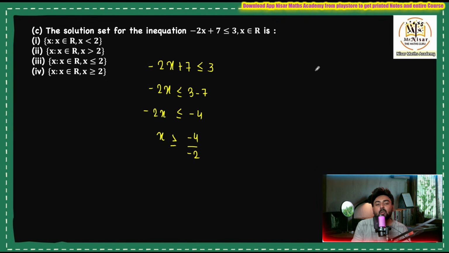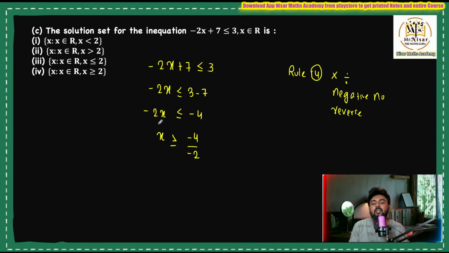Why? What was our rule number 4? Come on, repeat rule number 4. When you divide or multiply both sides by a negative number, what happens? The sign reverses. Rule number 4. So here we divided by a negative number, that is -2. Okay, it was here -2, it was in multiplication, it went in the division. So you are actually dividing it by -2.